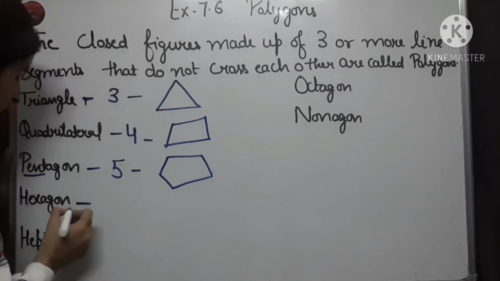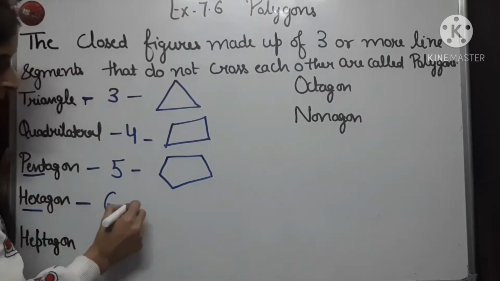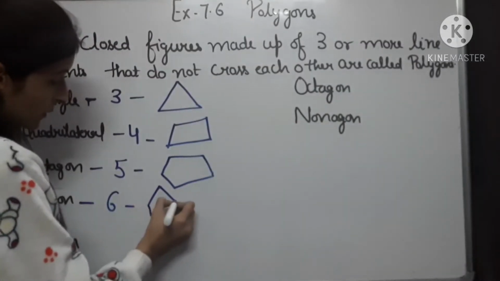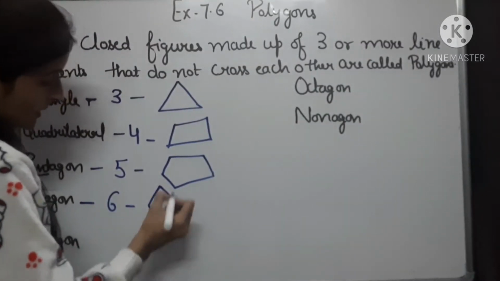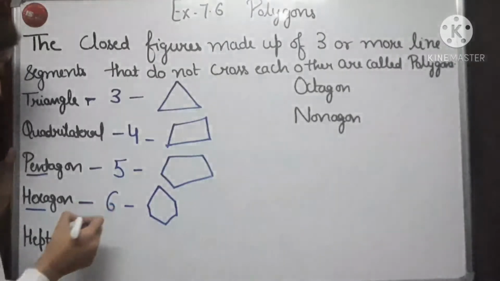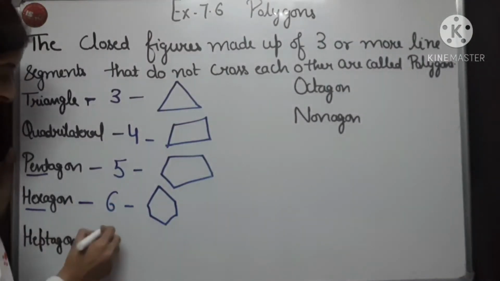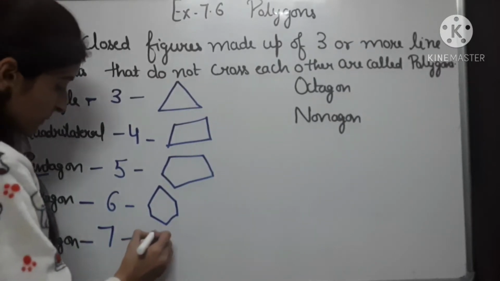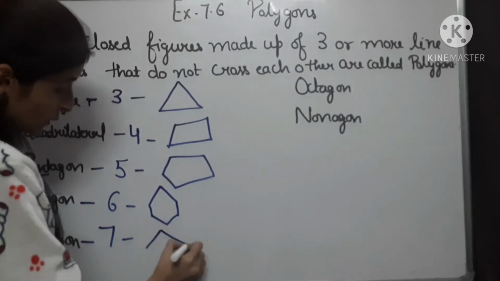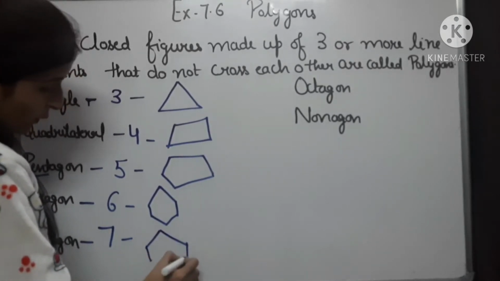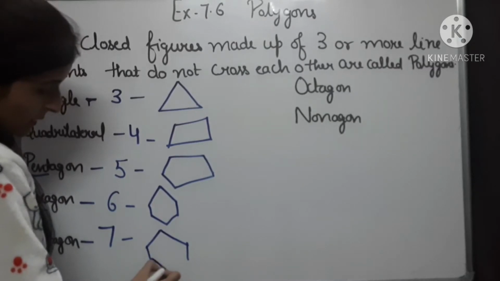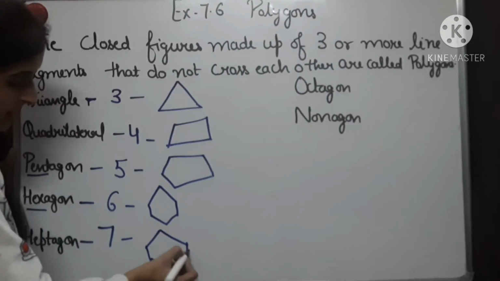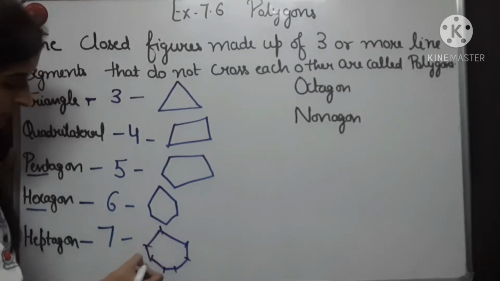Then we have hexagon. Hexagon means 6 sides. And how do we draw a hexagon? 1, 2, 3, 4, 5, 6. After that we have a heptagon. Heptagon means 7 sides. And how do we draw a heptagon? 1, 2, 3, 4, 5, 6, 7. It means there will be 7 sides in a heptagon.